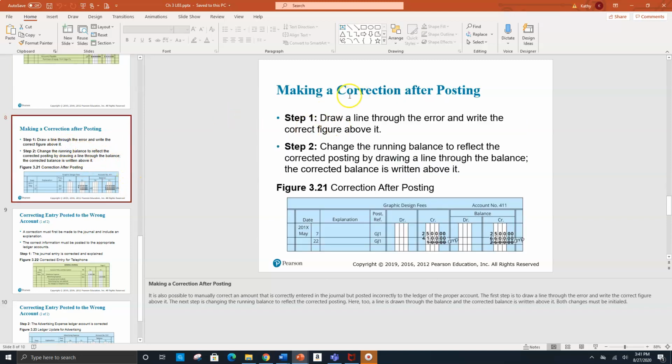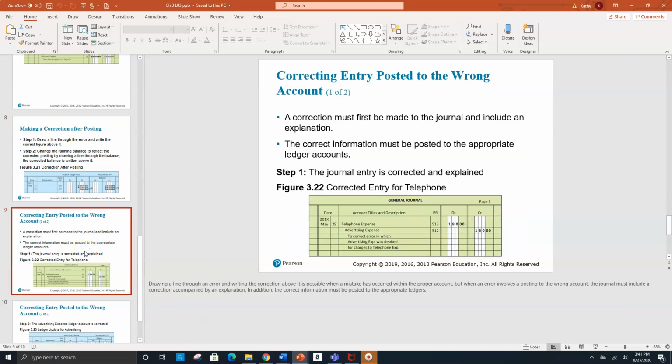Now, making a correction after you've posted it. If you posted it to your accounts, you draw a line through the error and write the correct figure above it. Change the running balance to reflect the corrected posting by drawing a line through the balance. The corrected balance is written above it. A correction must first be made to the journal and include an explanation. The correct information must be posted to the appropriate ledger accounts. So you're debiting telephone expense. This is to correct the error in which advertising expense was debited for charges to telephone expense.